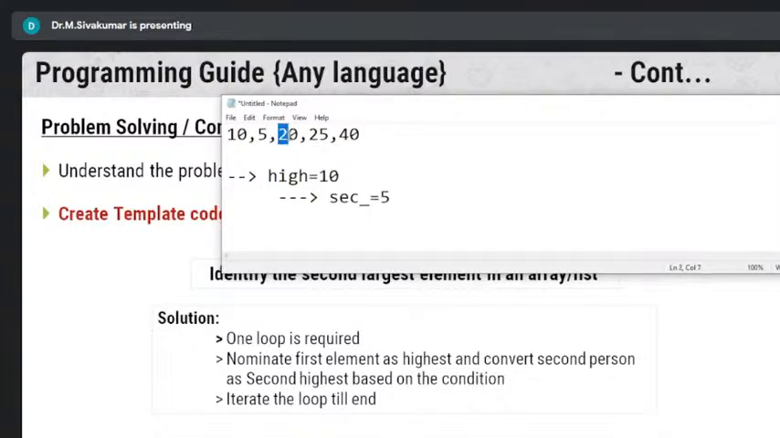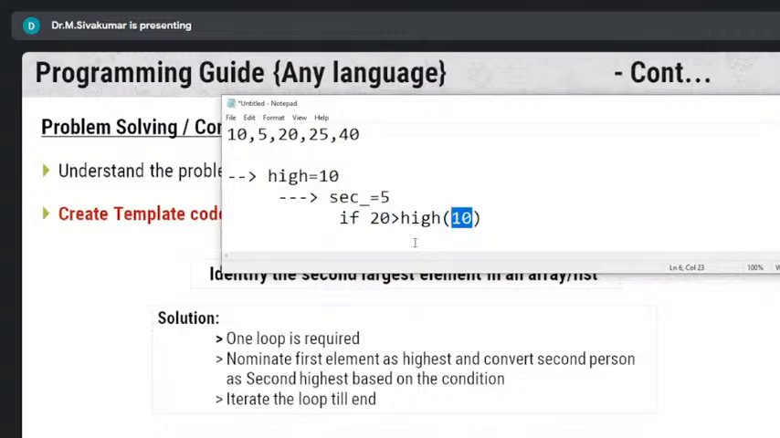And what about my third number? If any number is higher than the earlier highest, which is 10, say I have 20, I have to check whether my 20 is higher than 10. Automatically this new value should be converted into the highest, and the earlier highest value must be converted into the second highest, because that is the common rule.